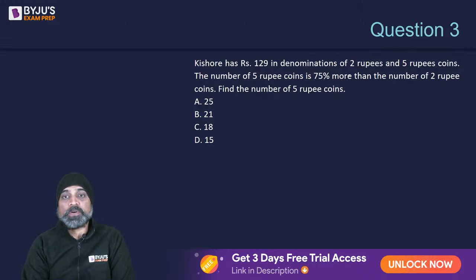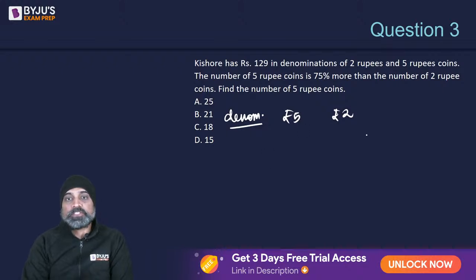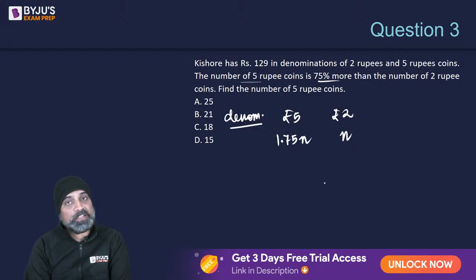Kishore has rupees 129 in denominations of 2 rupees and 5 rupee coins. So we have got 5 rupee coins and we have got 2 rupee coins. These are the denominations, right? The total amount is 129 rupees. Now the number of 5 rupee coins is 75% more than the number of 2 rupee coins. Suppose the number of 2 rupee coins is n, the number of 5 rupee coins will be 75% more. And 75% more is given as 1.75n.